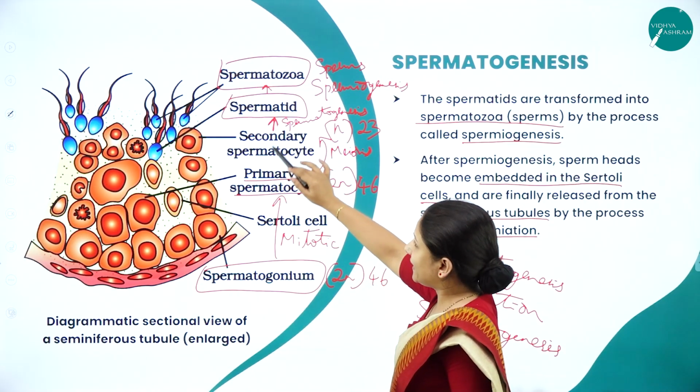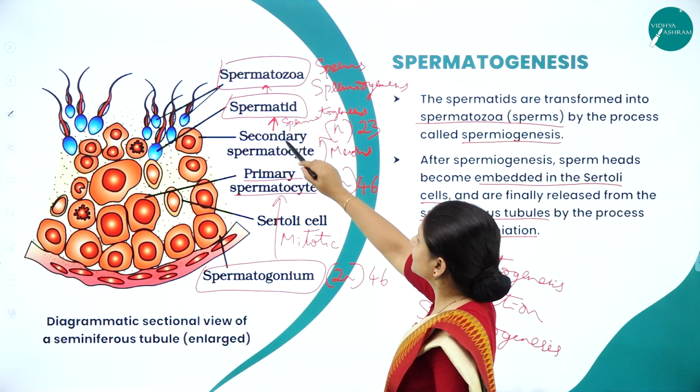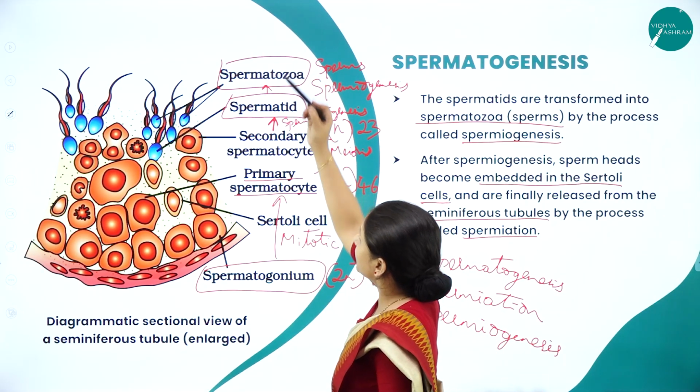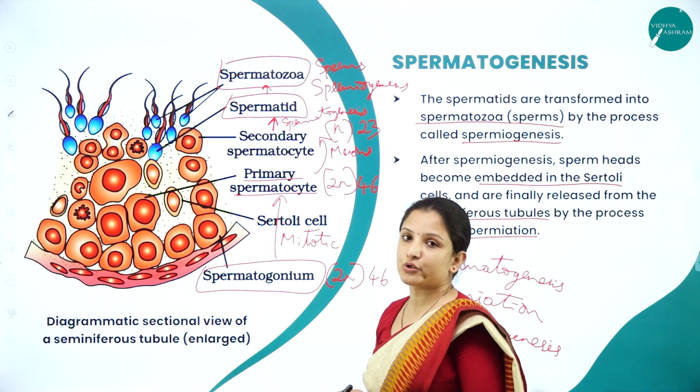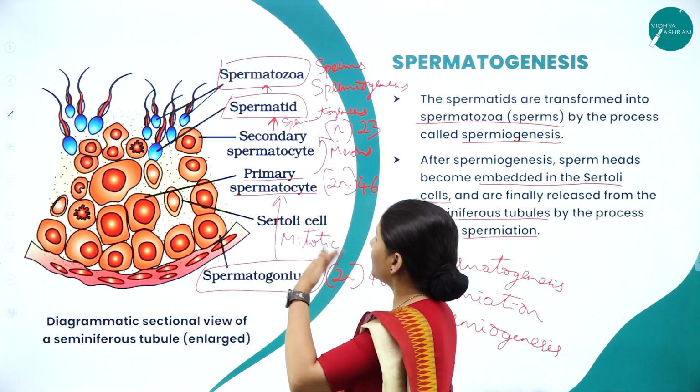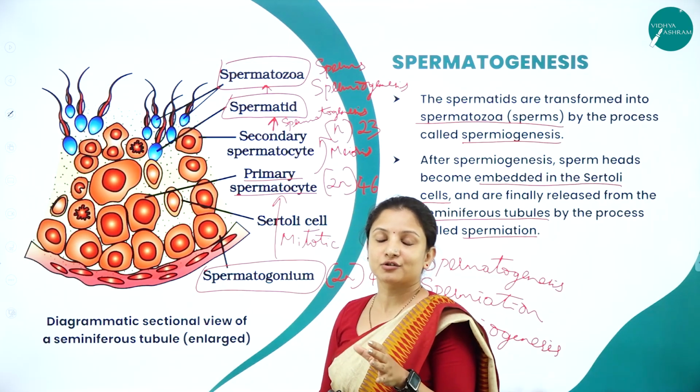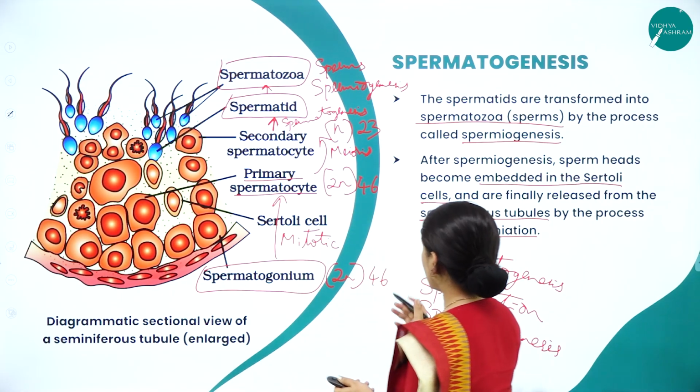The secondary spermatocyte gets converted into spermatid. That is called spermatogenesis. Now the spermatid gets converted into spermatozoa. It is called spermiogenesis. Now those spermatozoa or sperms get released from the seminiferous tubule. That is called spermiation. Okay, I hope now it is clear.